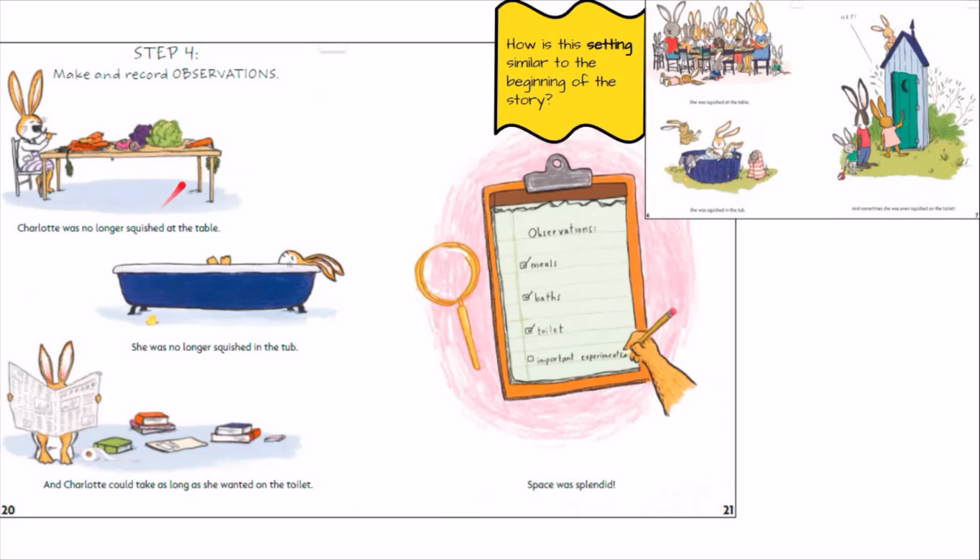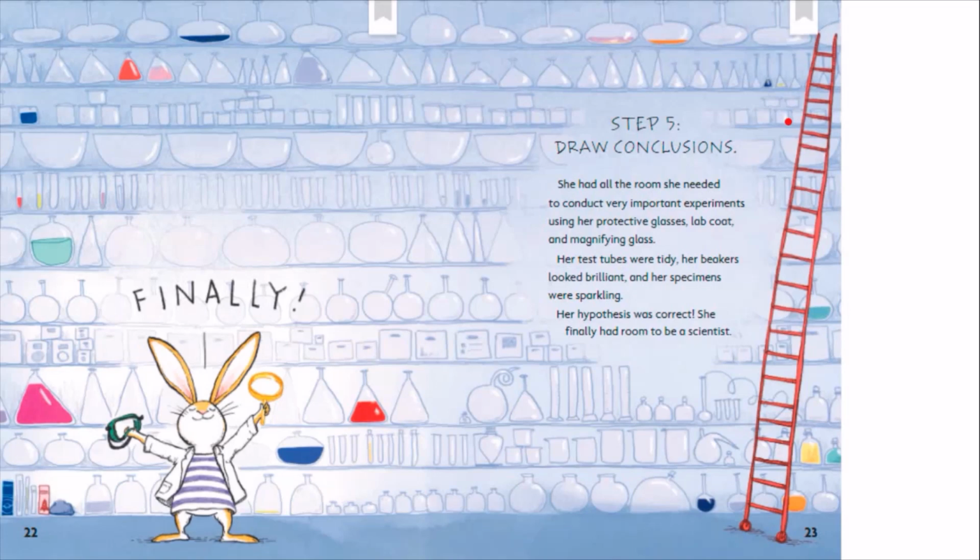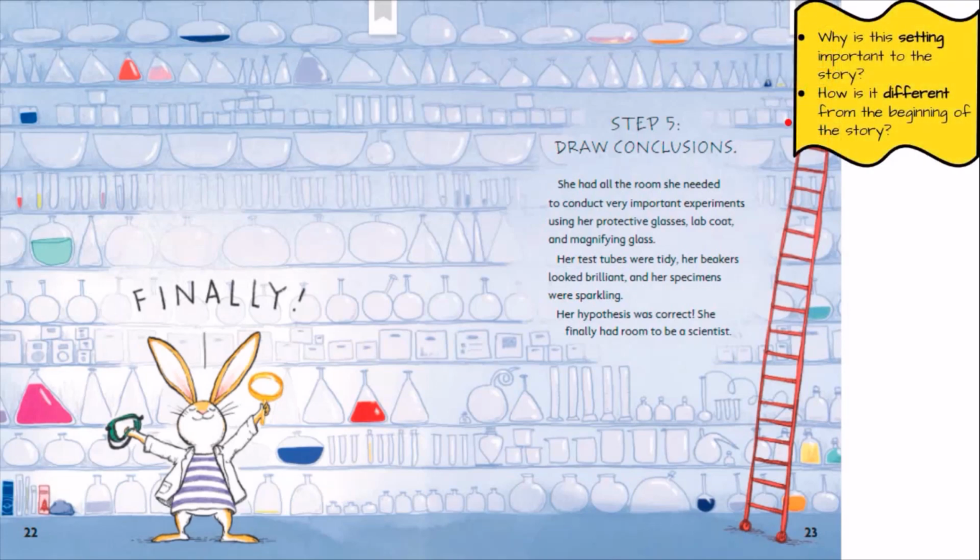Yes, there's a table, there's a tub, and there's the toilet. Very similar setting, but one is in the burrow and one is in space. And this page shows a science lab. How is this different from the beginning of the story? I think the words can help us too. She had all the room she needed to conduct very important experiments. She finally had room to be a scientist.